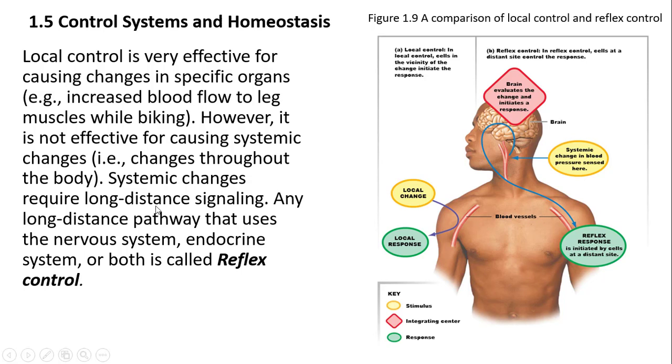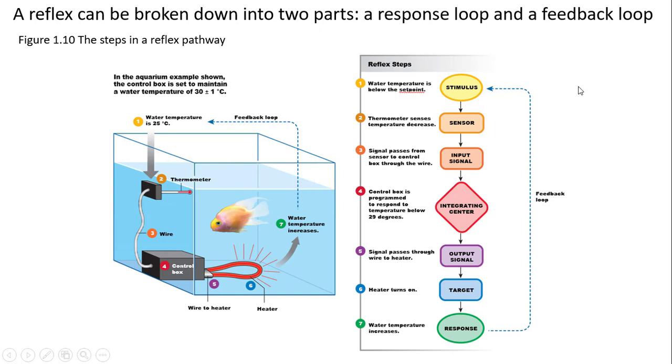Systemic changes require long-distance signaling. Any long-distance pathway uses the nervous system, the endocrine system, or both. And these are called reflexive control. Okay, let's go into a little more detail into how a homeostatic mechanism would work. A reflex can be broken down into two parts, a response loop and a feedback loop.